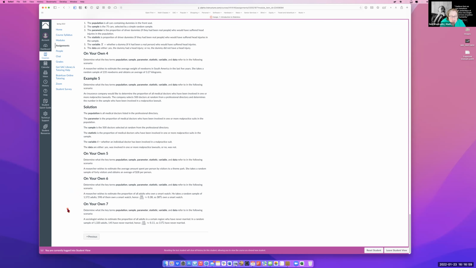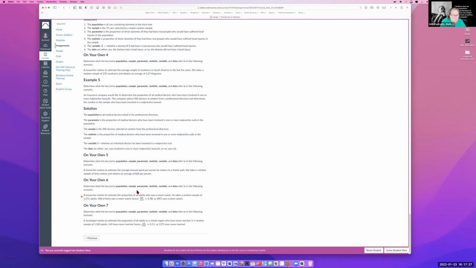So let's look at this next one. A researcher wishes to estimate the proportion of all adults who wear a smartwatch. He takes a random sample of 1,572 adults. He finds that 598 of them own a smartwatch, and that means that 598 divided by the total 1,572 is about 38% on a smartwatch.